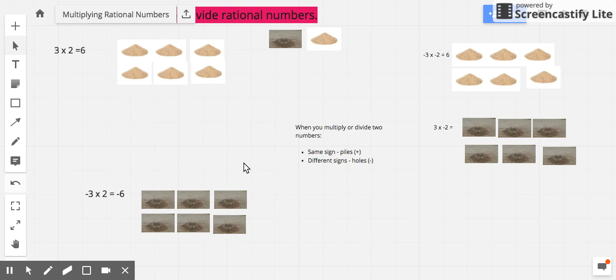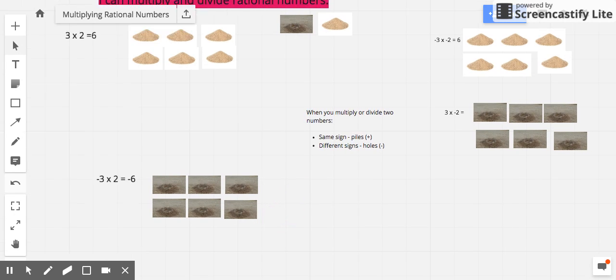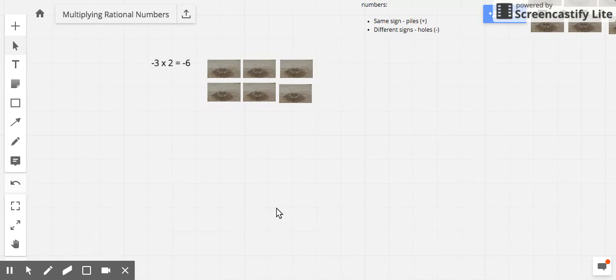If you remember last time, we talked about how do you multiply integers? How do you know if it's going to be a pile or a whole at the end? And we came up with this rule here. If you multiply two numbers together and they're the same sign, it's always going to be a positive. It's going to be piles. If you multiply two numbers and they're different signs, it's always going to be wholes. Okay, so let's see if we can apply this to fractions and decimals.